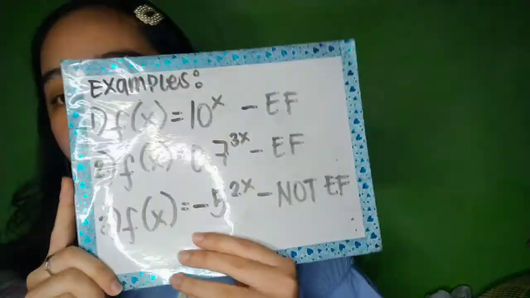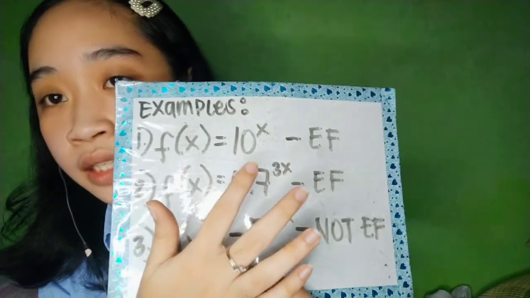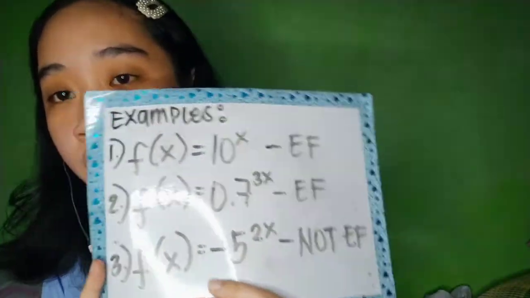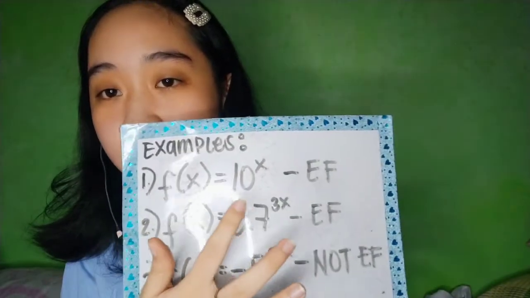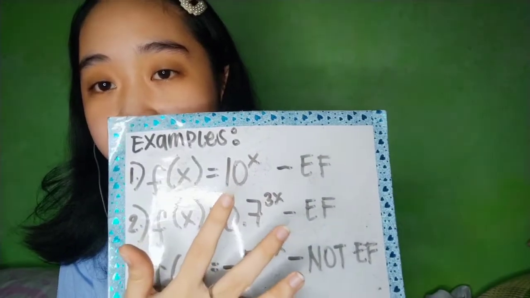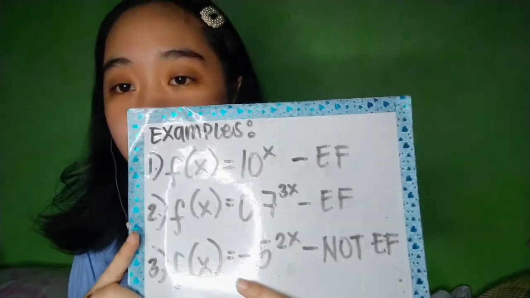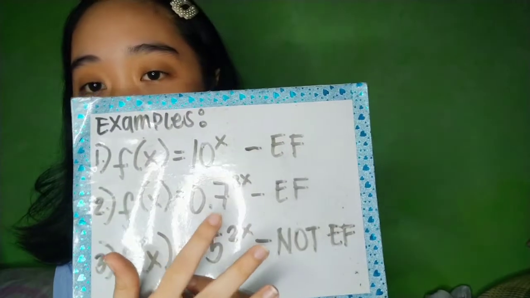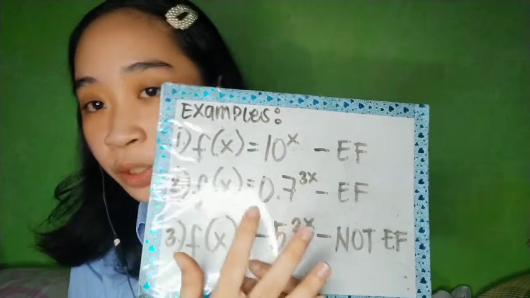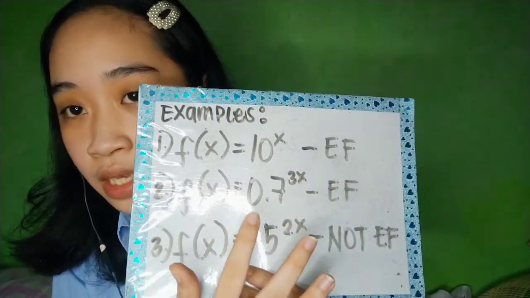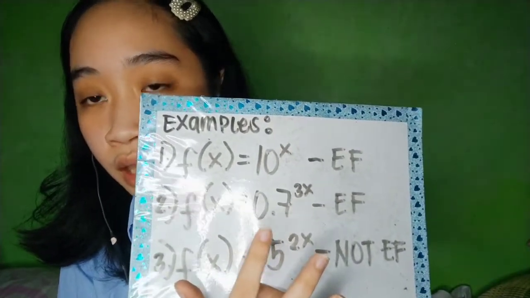Hello everyone, I'm here to give you some examples for exponential function. For our example number 1, f of x is equal to 10 raised to x. It is EF, which stands for exponential function, because our base, which is 10, is greater than 0. For example number 2, f of x is equal to 0.7 raised to 3x.